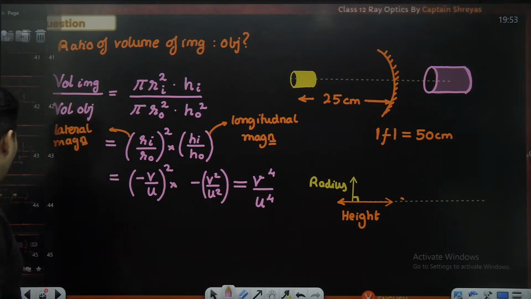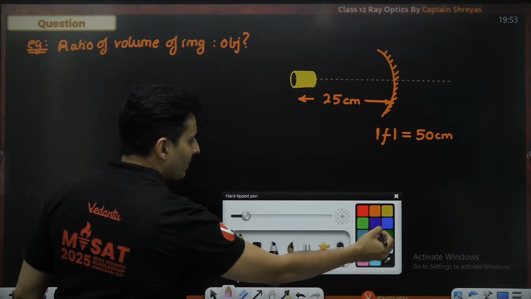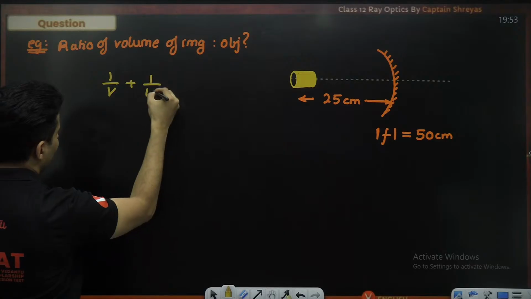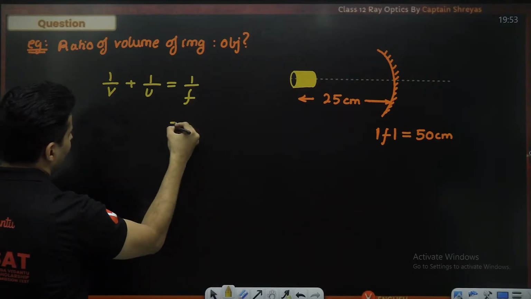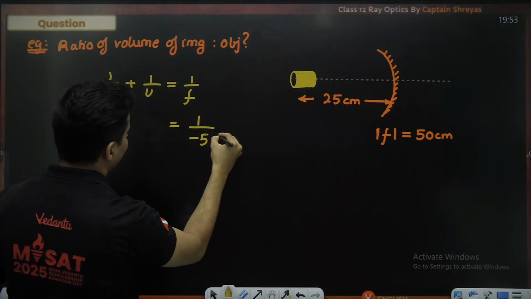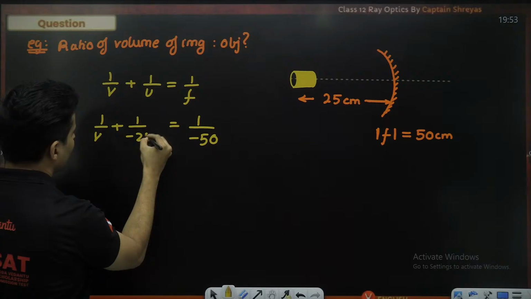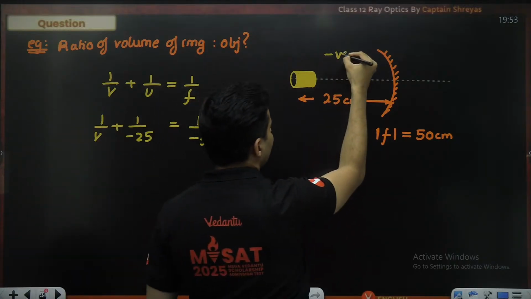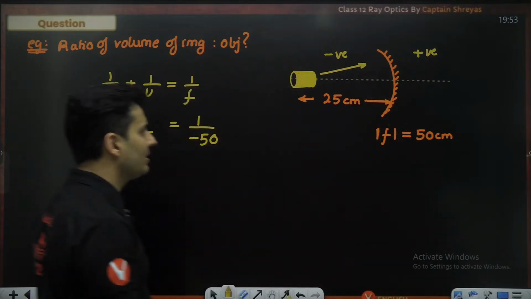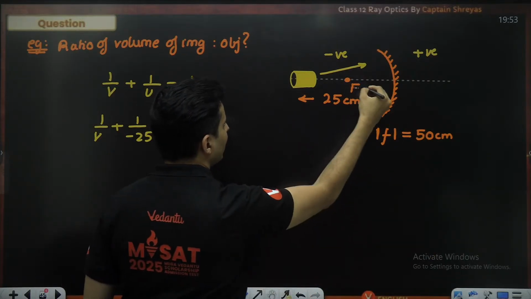Oh, what is v? That we can figure out. That is not a big deal. That is the least of our worries. We can use our mirror formula. 1 by v plus 1 by u is 1 by f. Focal length is negative, minus 50. 1 by v, I do not know. Object distance is minus 25, because this is the negative side, this is the positive side, because the rays will come like this from the incident side. And remember, the focal point will be over here.